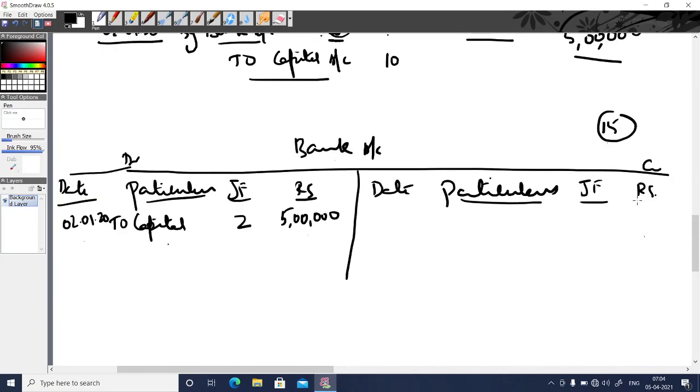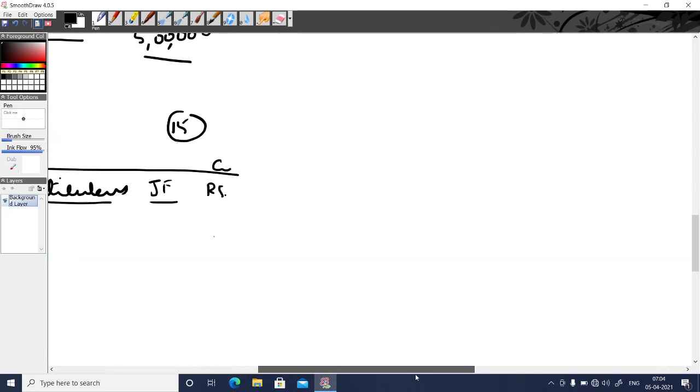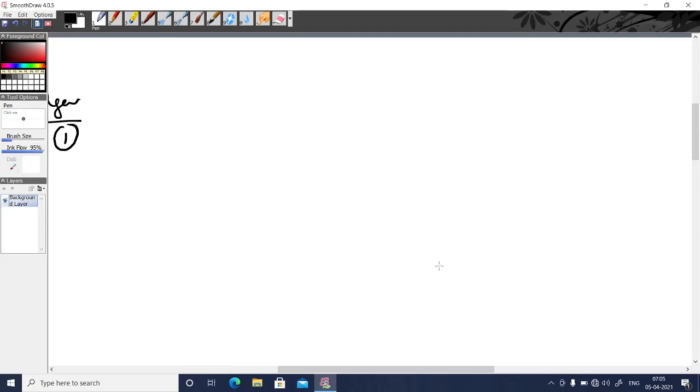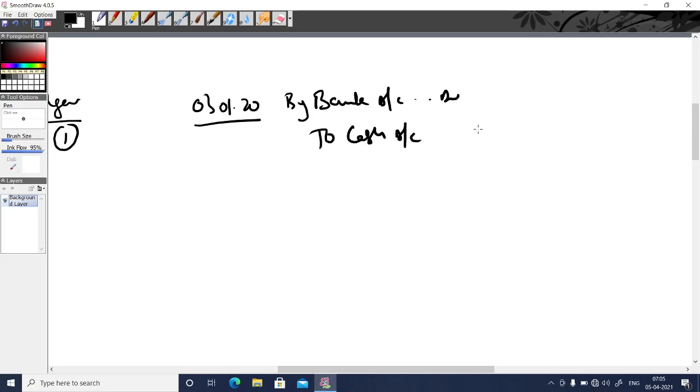I'll show you one more example, then we'll stop. 3rd January 2020. Cash deposited into bank. Let us say we have passed an entry, bank account debit. I'll use the prefix "by" to cash. Even if you don't use the prefix "by", it doesn't matter, but in olden days they used to do it, and it becomes easy when we are posting it into the ledger. Let us say 3 lakh rupees. We have deposited 3 lakh rupees into the bank account.